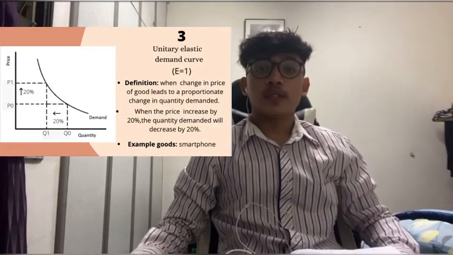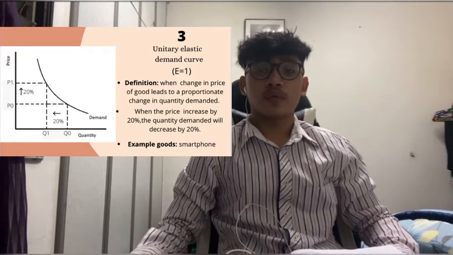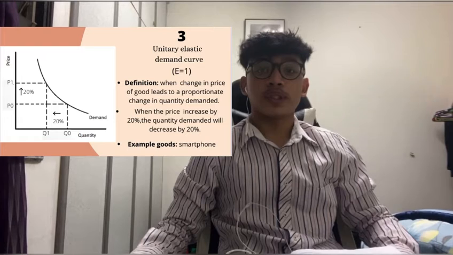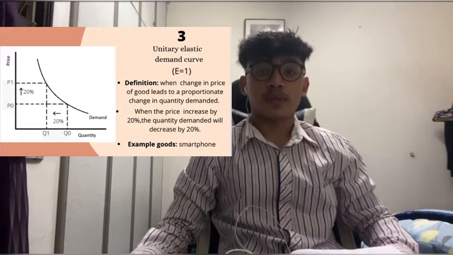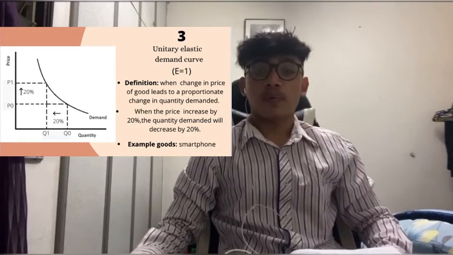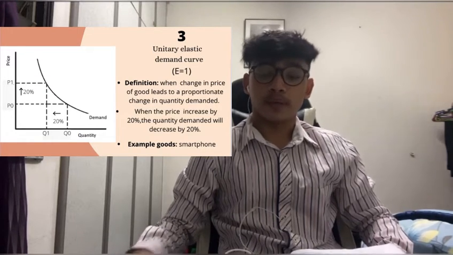Thirdly, the unitary elastic demand curve. It means that a change in the price of a good leads to a proportionate change in quantity demanded. The example good for the unitary elastic demand curve is the smartphone. Based on this diagram, when the price of the smartphone increases by 20% from P0 to P1, the quantity demanded will decrease by 20% from Q0 to Q1.